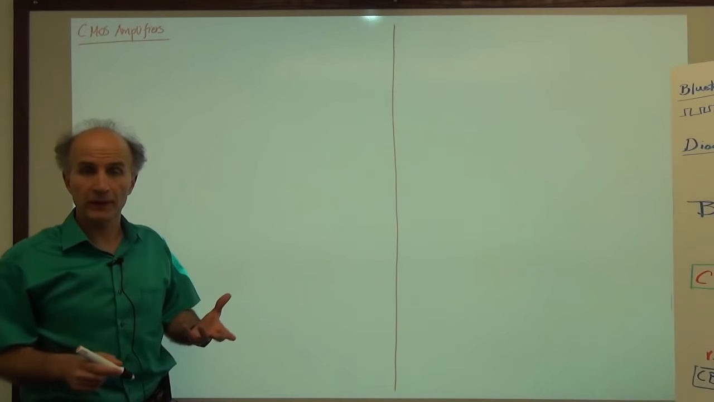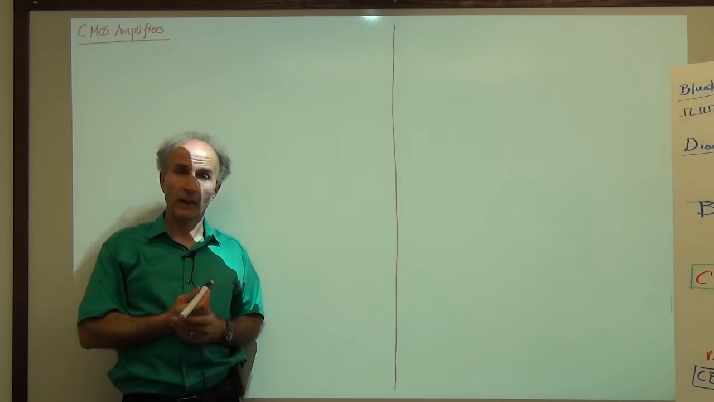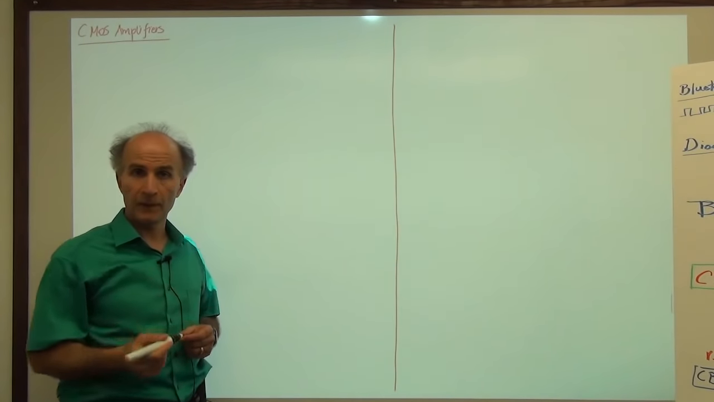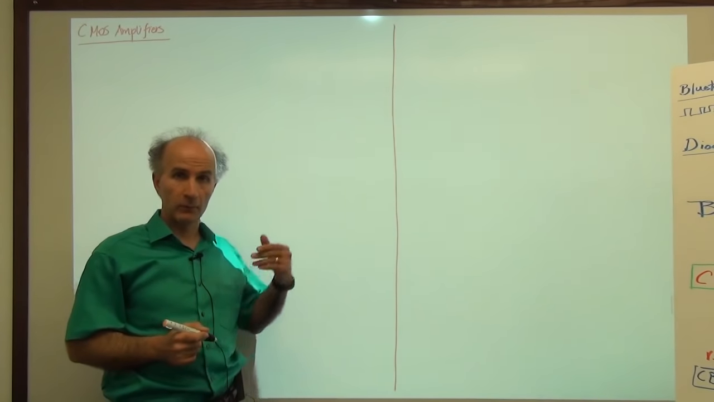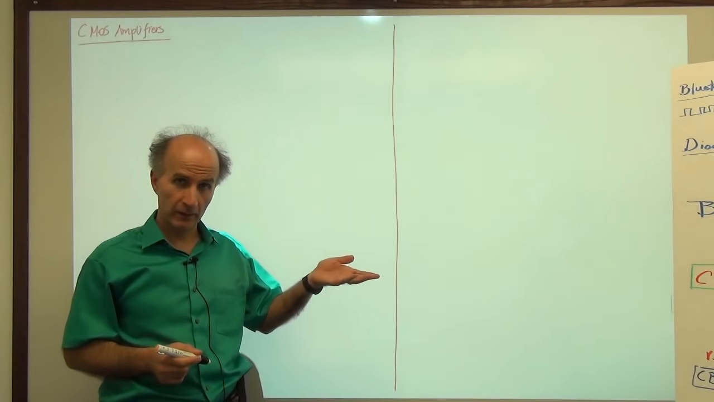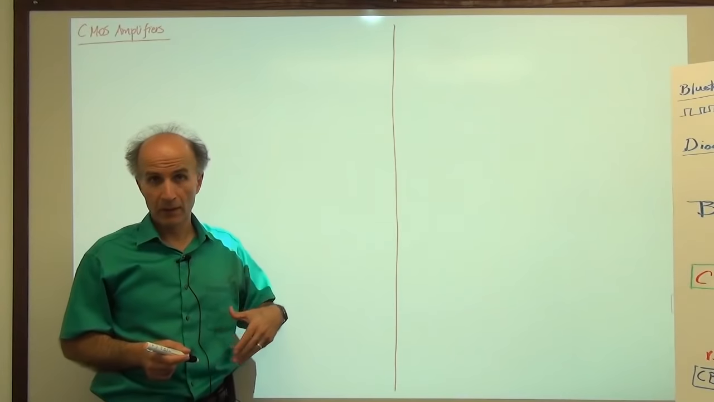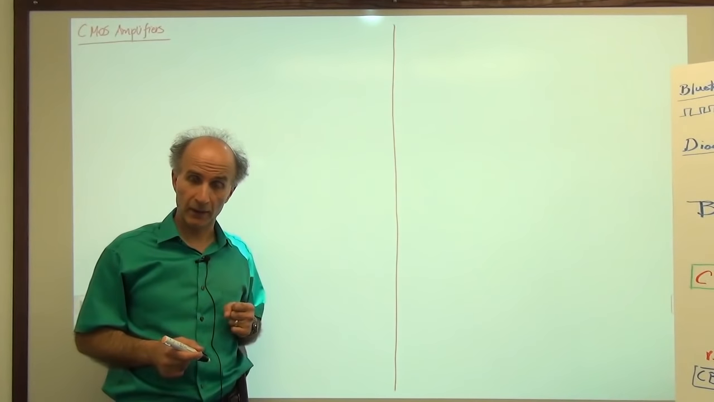All right, so we want to build circuits that can amplify. Where can we use amplifiers? Well, we've seen them in a number of places. In our Bluetooth transmitter, we had an amplifier. In our Bluetooth receiver, we had an amplifier. A similar situation with the radar application.